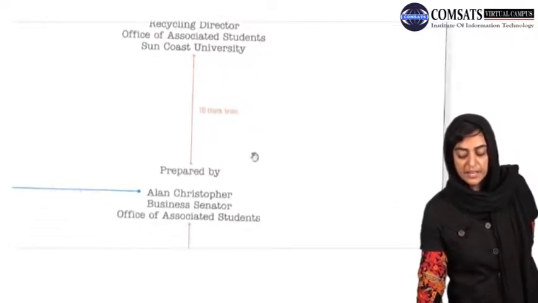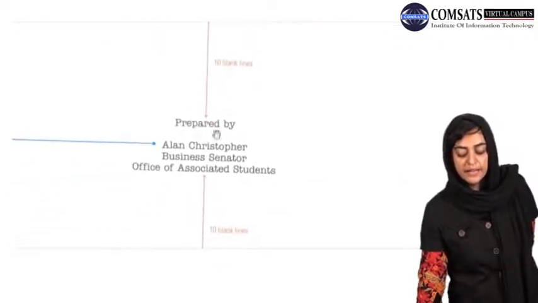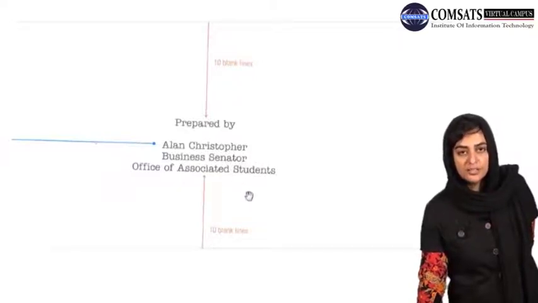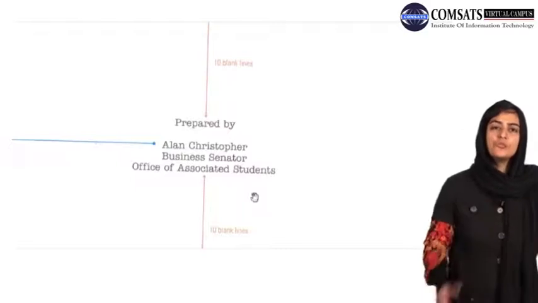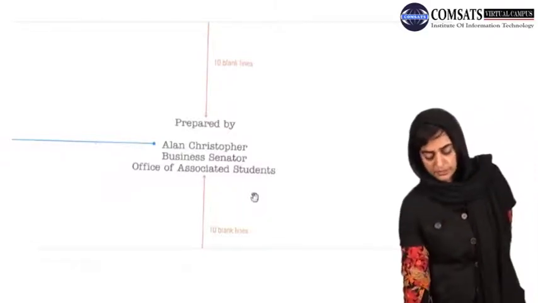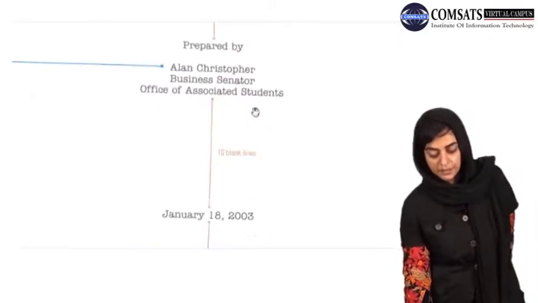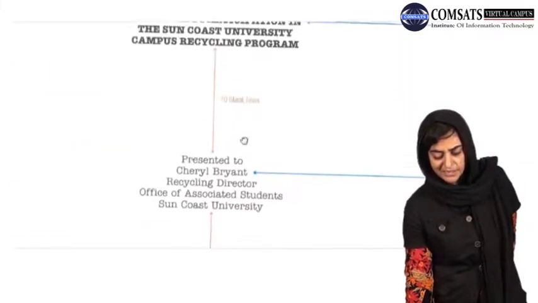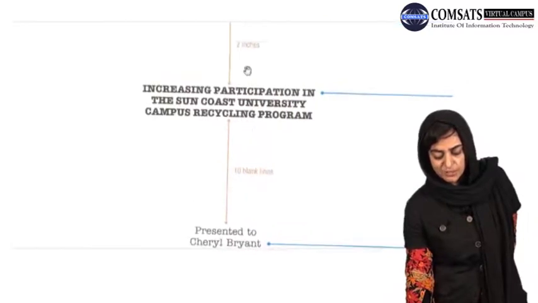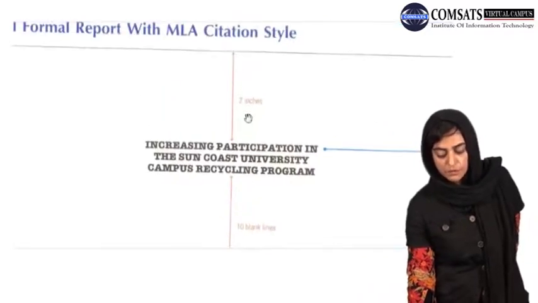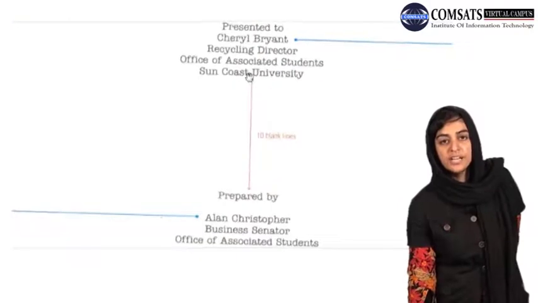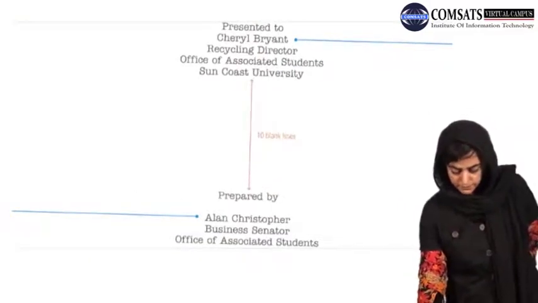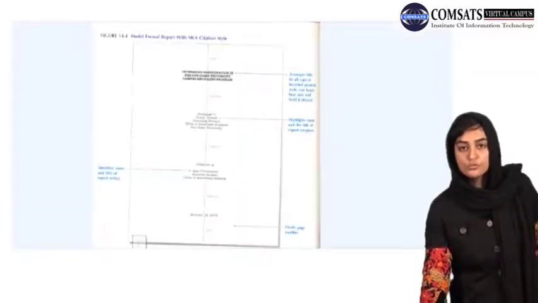Then after another 10 lines, "Prepared by" Ellen Christopher, Business Senator, Office of Associated Students, along with the designation and any other important detail that you want to give. And after another 10 lines, the date. Another important point we discussed is that the distance of the title from the upper margin should be the same as the distance of the date from the lower margin. That is all, dear students, for the title page.